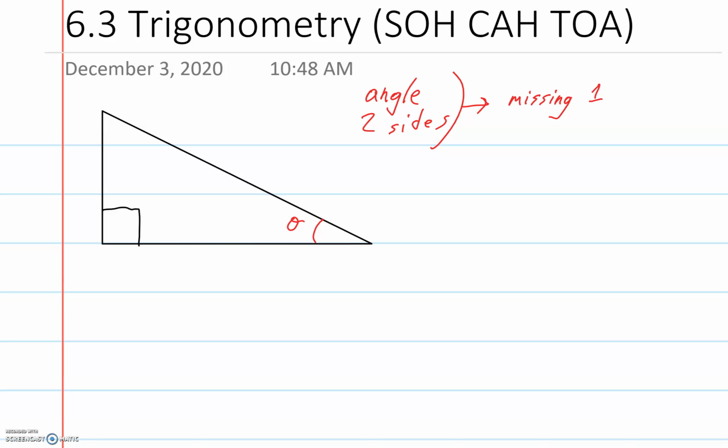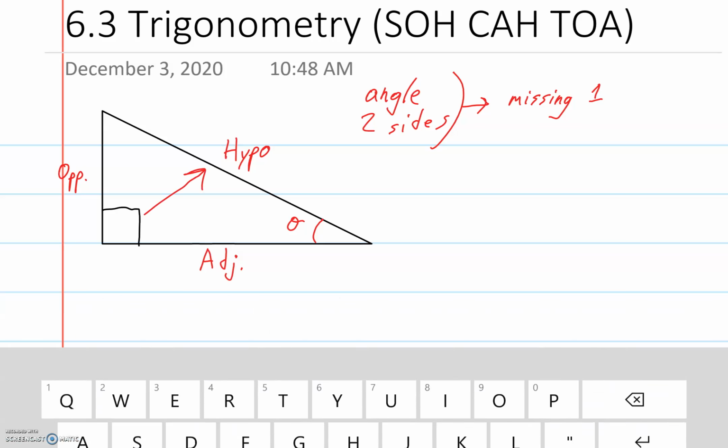So when we say opposite, adjacent, and hypotenuse, we're talking about the things that are comparing it to the angle. Adjacent to the angle means next to the angle. Opposite the angle means opposite the angle. And hypotenuse is the same as in Pythagorean theorem, which is 6.2. It's the longest side and the one that is opposite the 90 degree.